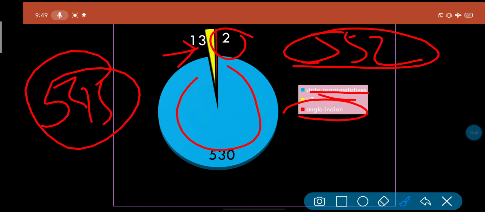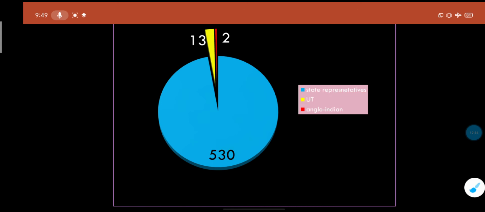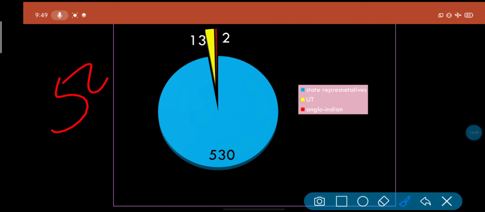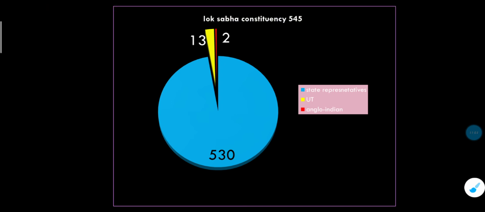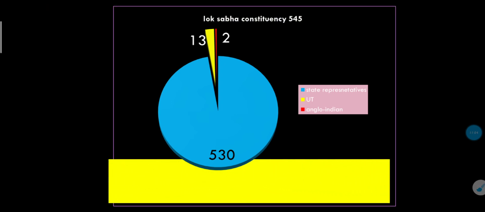So this is the structure of the Lok Sabha, and right now the number of Lok Sabha constituencies in our country is 543. So our country is divided into so many parts. You all already understand about this one.